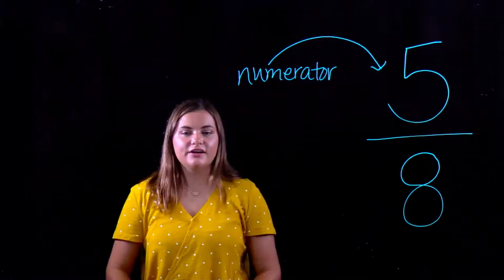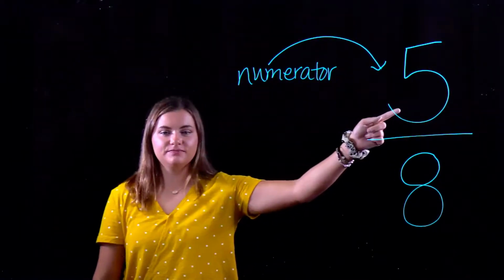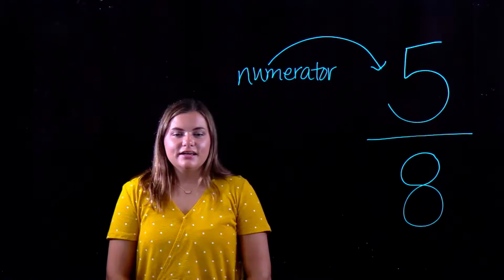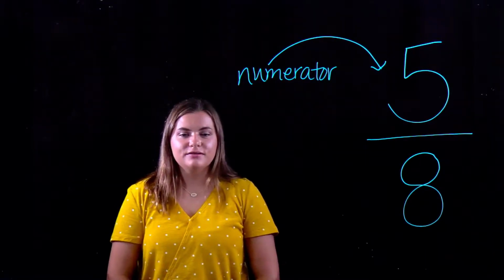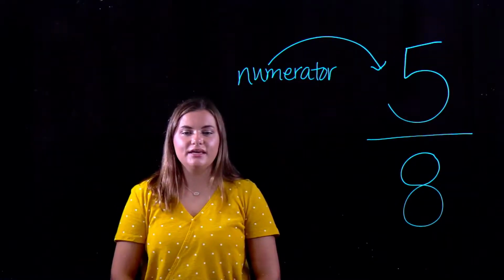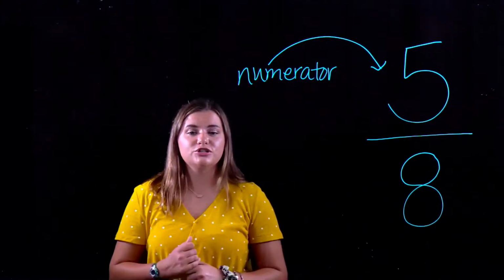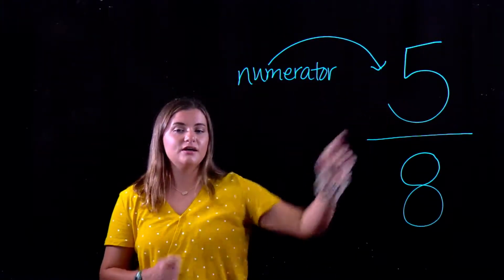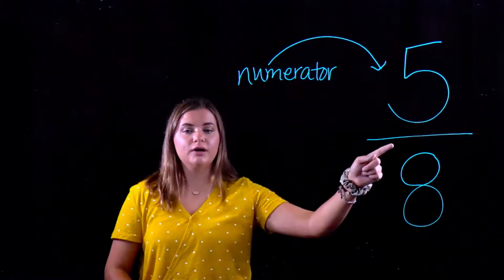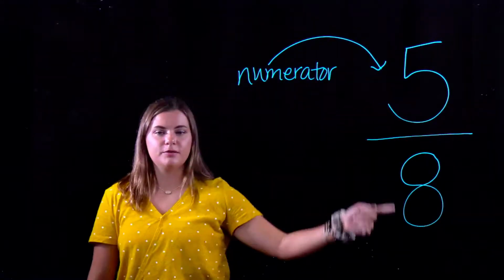A numerator is the top part of the fraction. It shows how many parts we have. So the pieces of the pizza that we eat are the numerator. Let's say that we're really hungry, so we eat 5 pieces of the pizza. Under the 5, I drew a line to separate the top from the bottom.